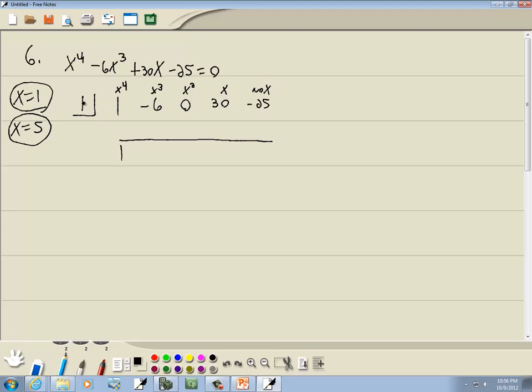Okay, so let's add, multiply. You always multiply by the number up in the box, the one we put down there. 1 times 1 is 1. Add. That gives us negative 5. Multiply.